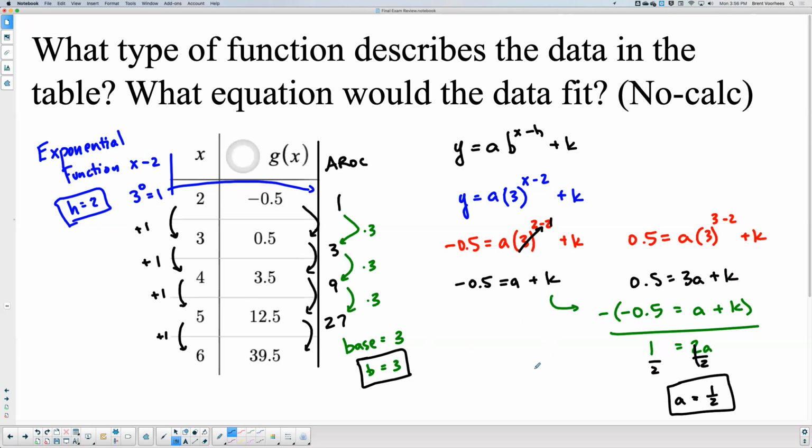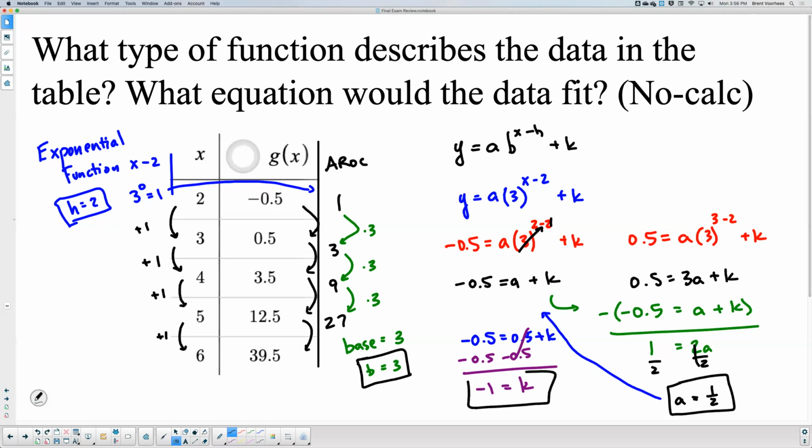You can take any equation. I'm now just going to plug this into this equation right here. And so negative 0.5 would equal 0.5, that's a, 1/2, plus k. I subtract this 0.5 here, and we'll finally have k. Negative 0.5 minus another 0.5 equals -1. -1 is our k. And now we have our equation.